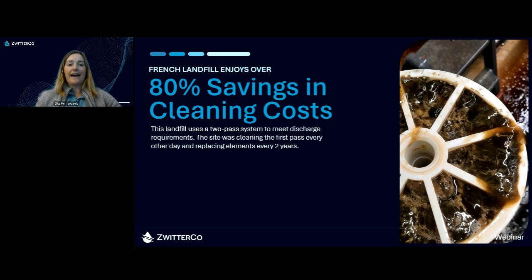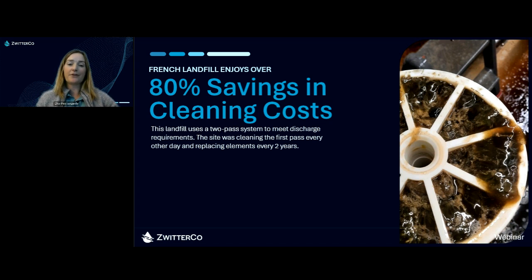Now let's take a look at another site in the second largest city in France. So this site was using a 2-pass RO system in order to treat their landfill leachate to meet discharge requirements. The site was cleaning the first pass of their RO system every other day, or 180 times per year, and replacing elements every 2 years.